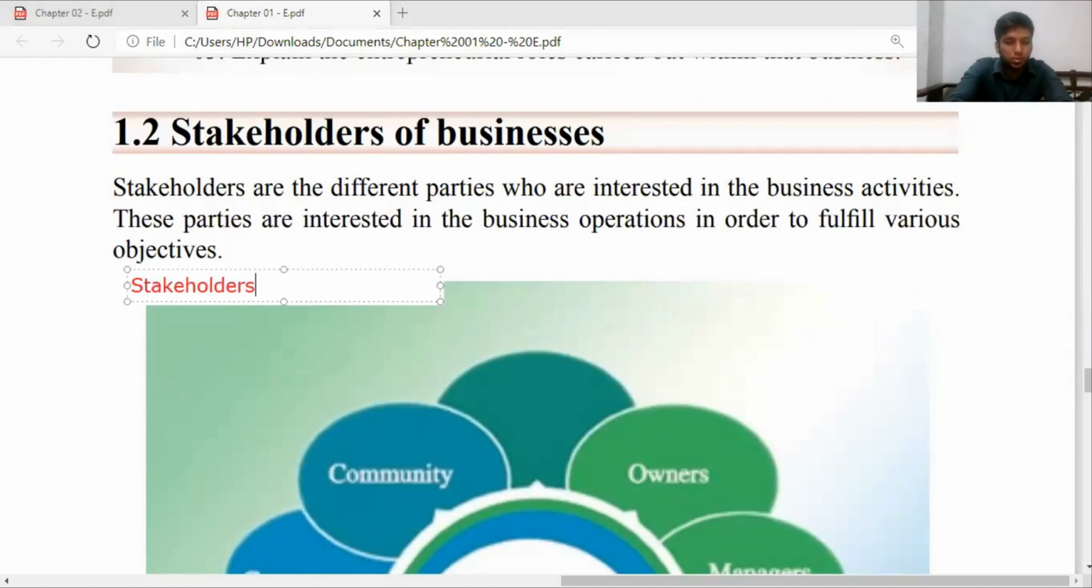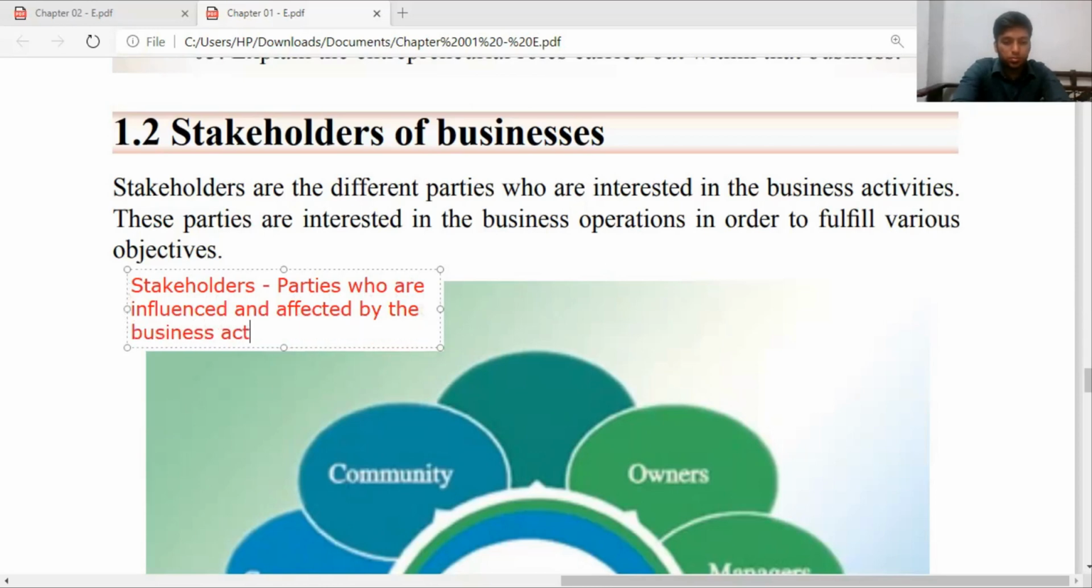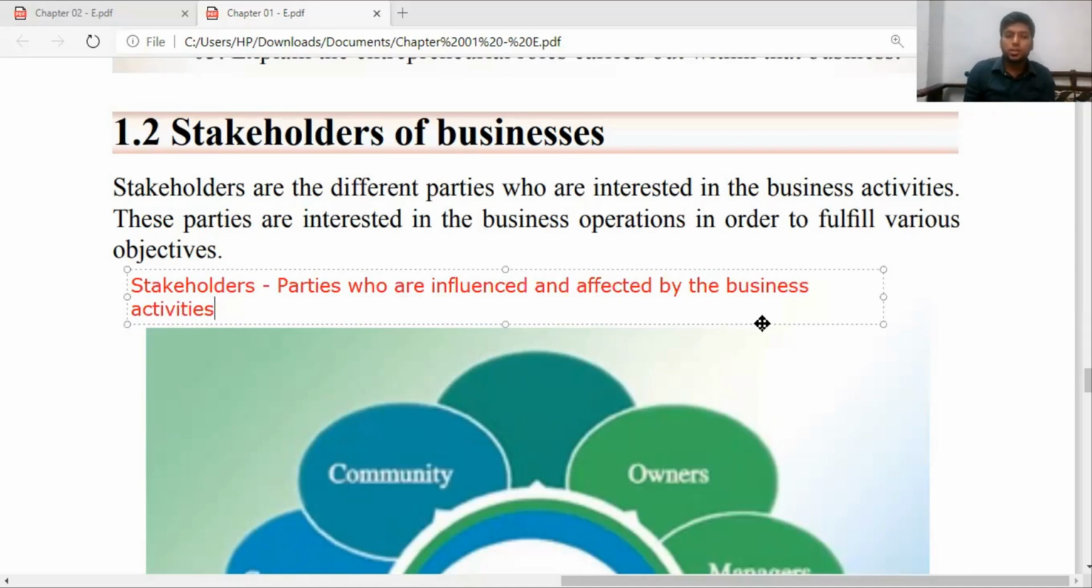Stakeholders: parties who are influenced, affected. Now you might ask how a stakeholder can become affected by a business activity. You need to know a stakeholder is a person who is being affected and influenced by the business activity. The reason is, when a business takes some sort of decision, it will affect them directly or indirectly.